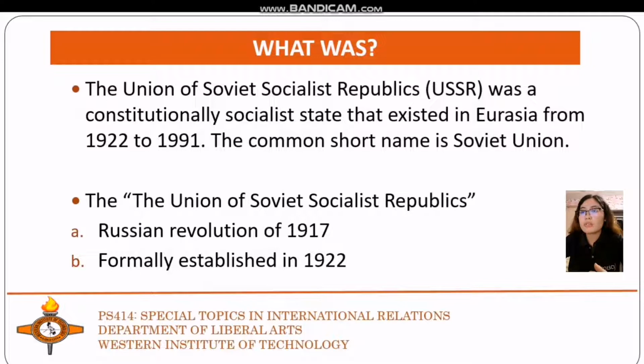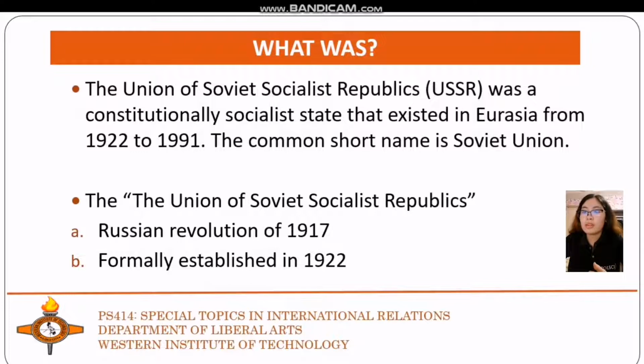The emancipation of serfs would influence the events leading up to the Russian Revolution by giving peasants more freedom to organize. So, what exactly is the USSR? So, the Union of Soviet Socialist Republics was a constitutionally socialist state that existed in Eurasia from 1922 to 1991, which we commonly know as the Soviet Union.